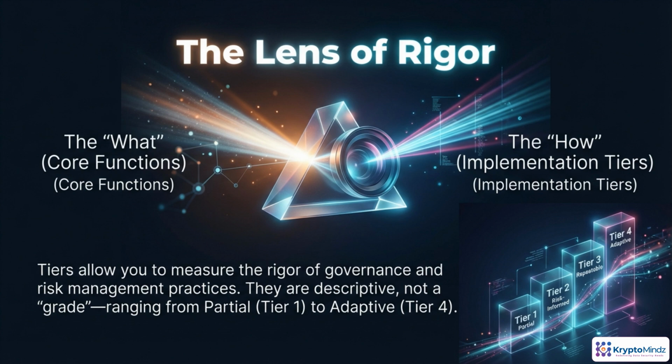When you work with NIST CSF 2.0, think in two dimensions. The core functions describe the what, the outcomes you're trying to achieve. Implementation tiers describe the how well, the rigor of your governance and risk practices. Tiers aren't a grade, they're a snapshot of maturity, from partial to adaptive, that helps you communicate both your current reality and your ambition.